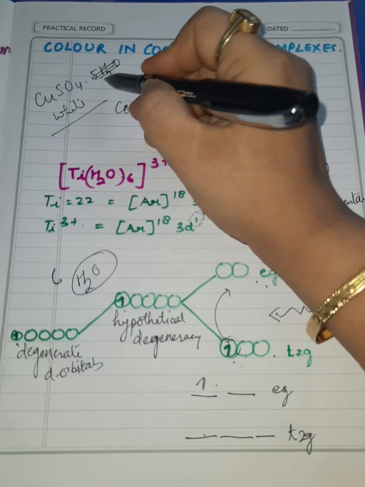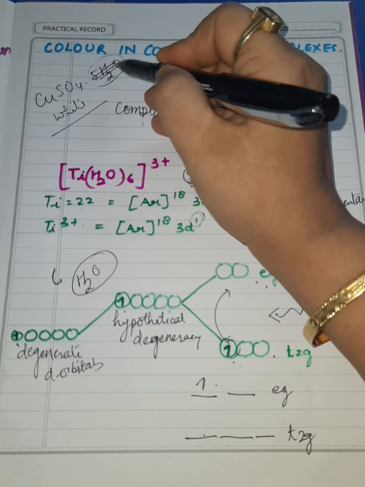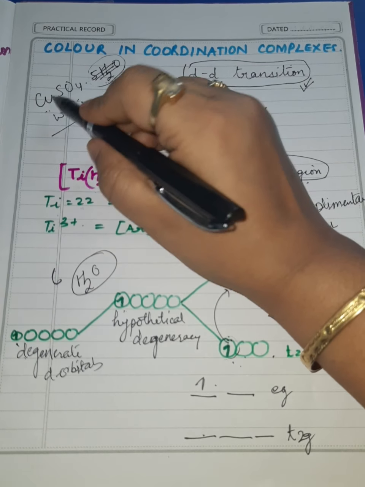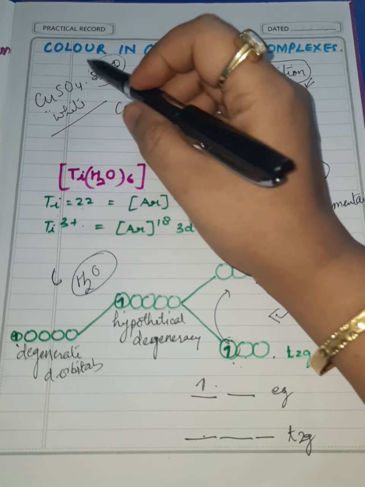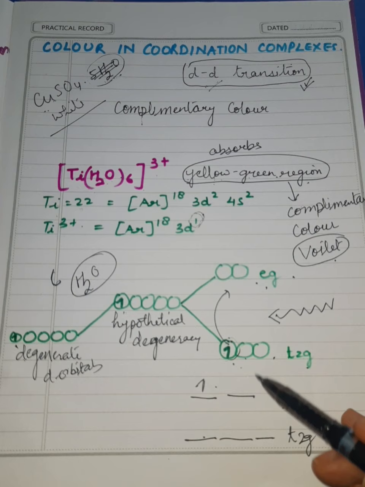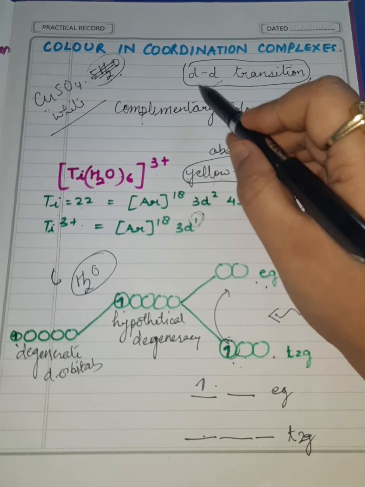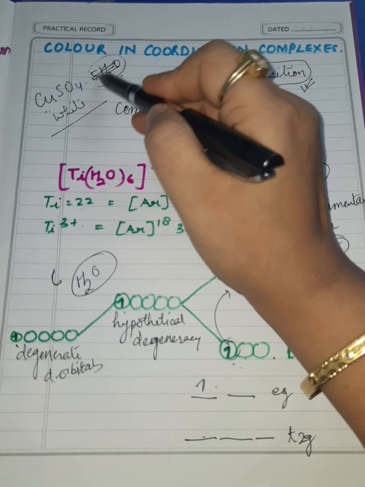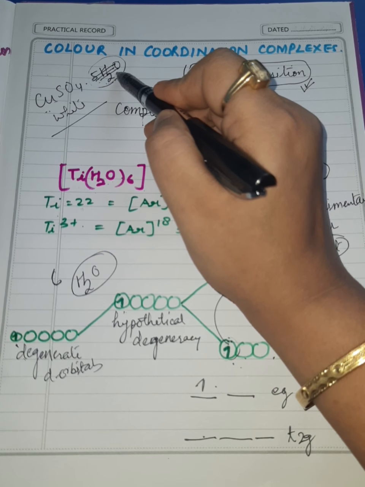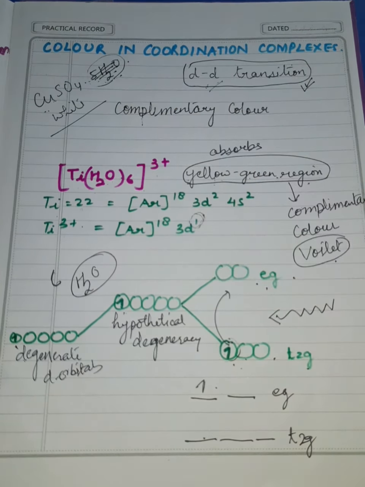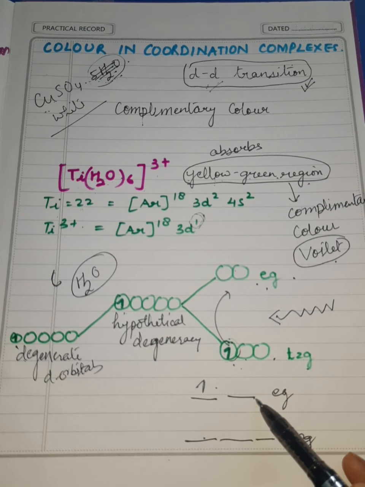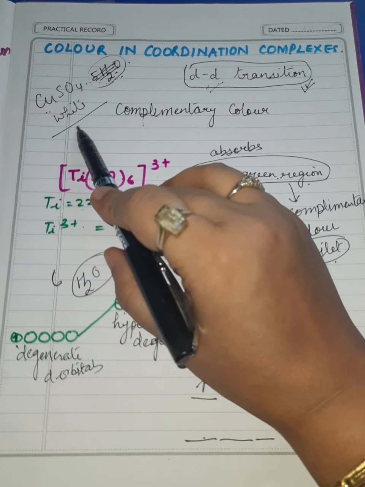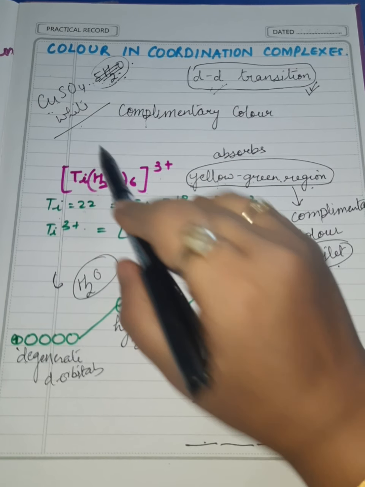You know why? Because these 5 water molecules are ligands for the Cu2+ ions, which cause the splitting of the d orbitals, and the splitting of the d orbitals will definitely result in d-d transition. Now, on removing these 5 water molecules, ligands are removed. If ligands are not there, d-d transition will not be there, and if d-d transition will not be there, then the complex will not show color. I hope you have understood d-d transition.